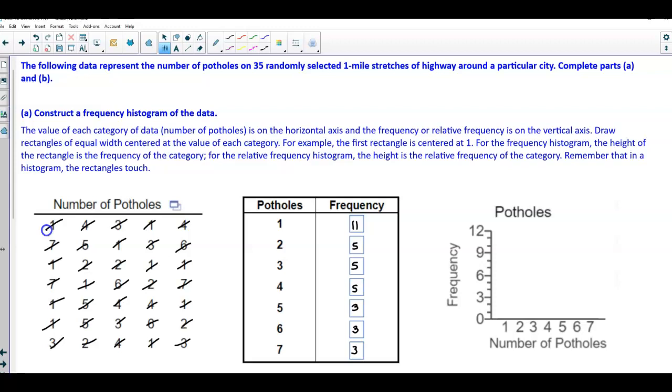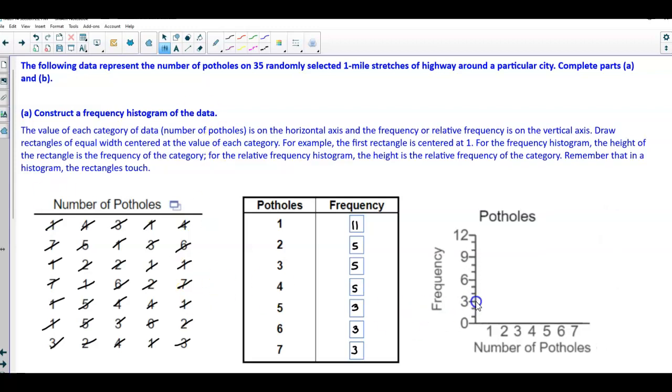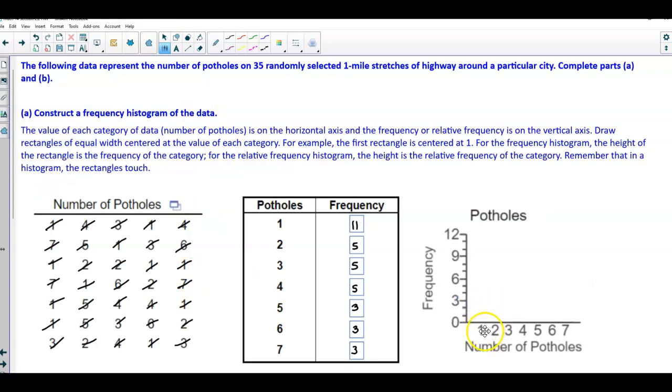Doing this by hand, we're going to create our histogram. Remember that we're creating rectangles centered at the number below on the horizontal axis. For 1, we're going to create a rectangle that goes all the way up to 11, and the value of 1 is going to be in the middle. The next value is 5, and remember that the rectangles touch. So for 2, we start here at 5, and we have a rectangle at 2 where 2 is in the middle.